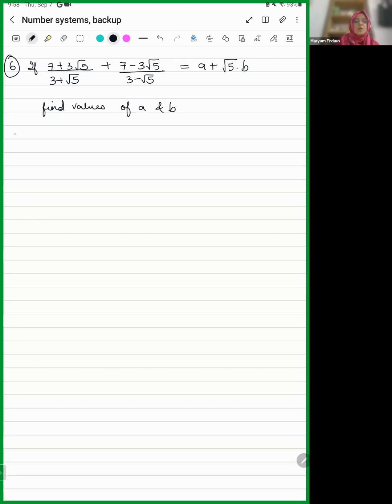So Zen, please tell us how you have started this answer. 7 plus 3 root 5 by 3 plus root 5, into 3 minus root 5, and by 3 minus root 5. Very good. Then minus 7, 3 root 5, minus, 7 minus 3 root 5. You mean over here, should I write plus or minus? Minus. Why minus over here? This is plus now. Sorry, I made a mistake.